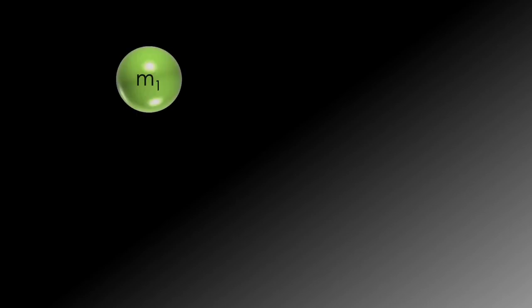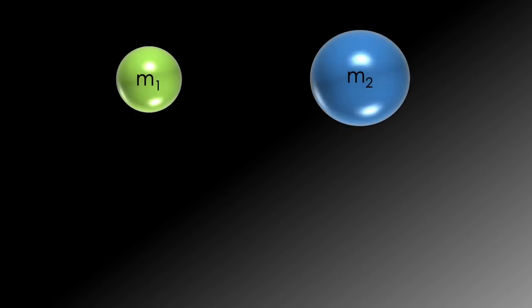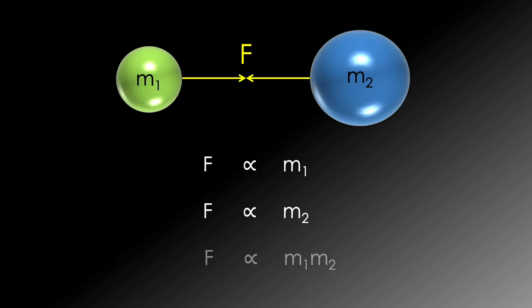To understand that, let's consider two masses m1 and m2. Now, according to Newton, both these masses will attract each other with a force of gravity F. Now, this force F would be directly proportional to each of the masses and therefore would also be directly proportional to the product of the masses.